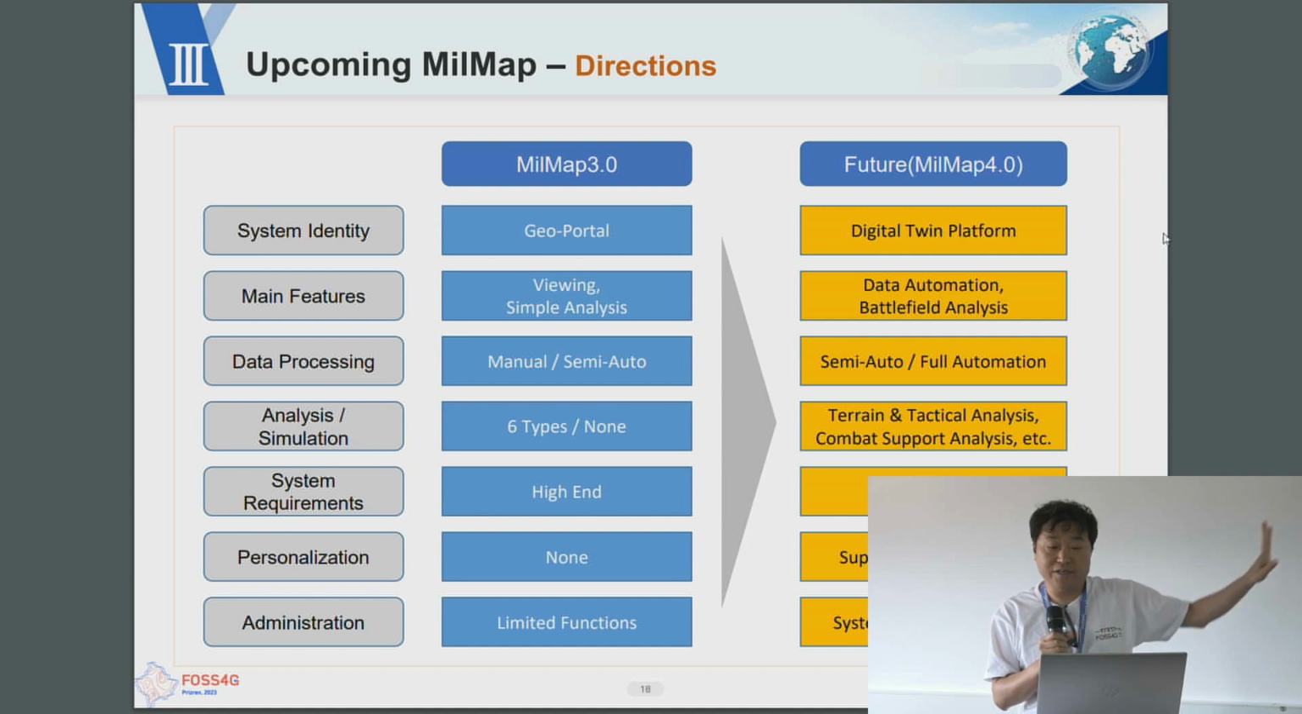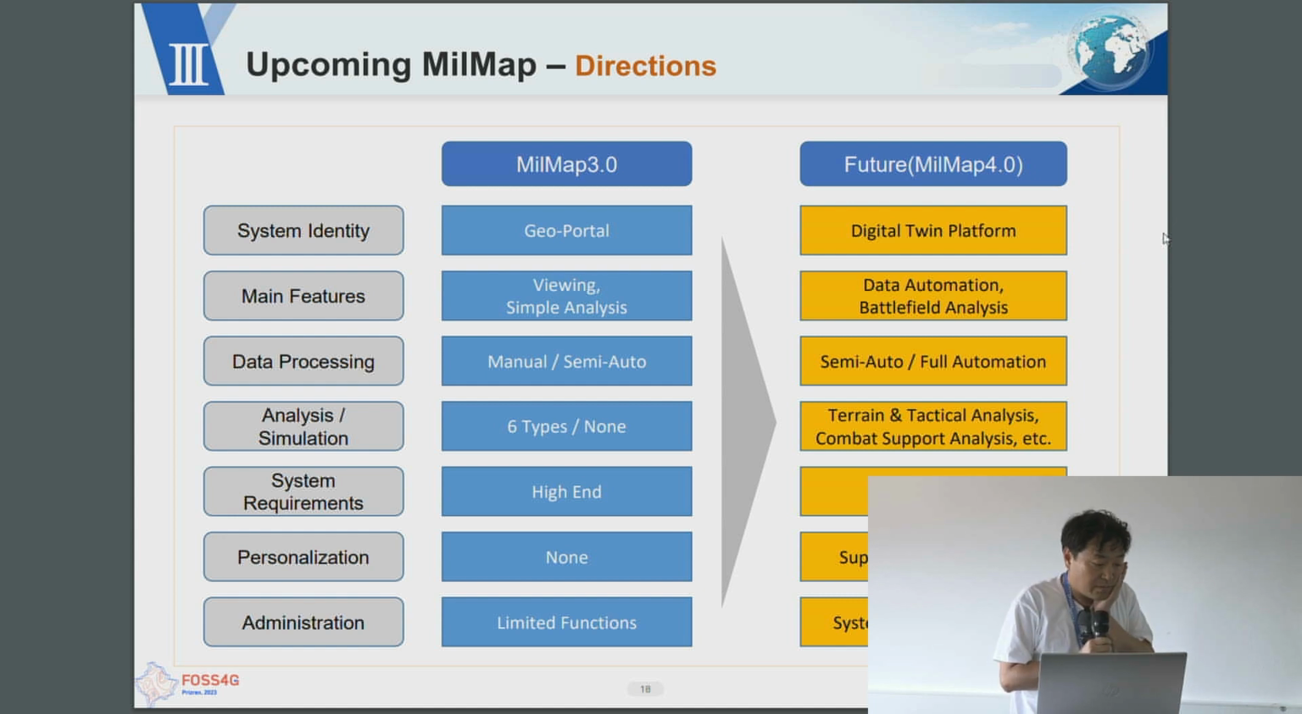The change from MilMap 3.0 to MilMap 4.0 is like this. Actually, over the last year, MilMap has served very successfully as a geo-portal. So many military officers are using this system, but now the digital environment is changing very rapidly, so they want to use MilMap 4.0 as a digital twin platform. Also, the main features were just exploring the data and simple analysis, but they want to automate the data processing and, at the same time, provide very task-specific battlefield analysis.